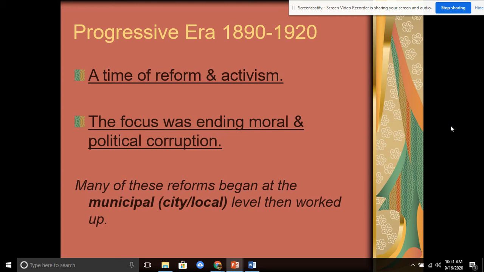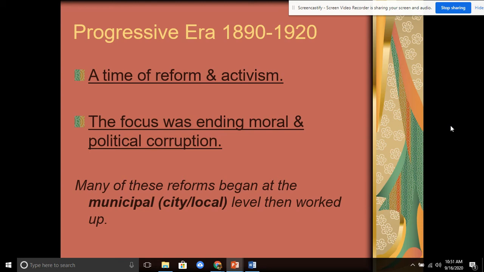Know that a lot of the focus of the progressive era was about ending moral and political corruption. Looking at horrible things happening in society, how maybe women were being treated, how kids were being treated. This is pre-child labor laws. Looking at corrupt politicians that are stealing money for their own personal gain and cheating the people.